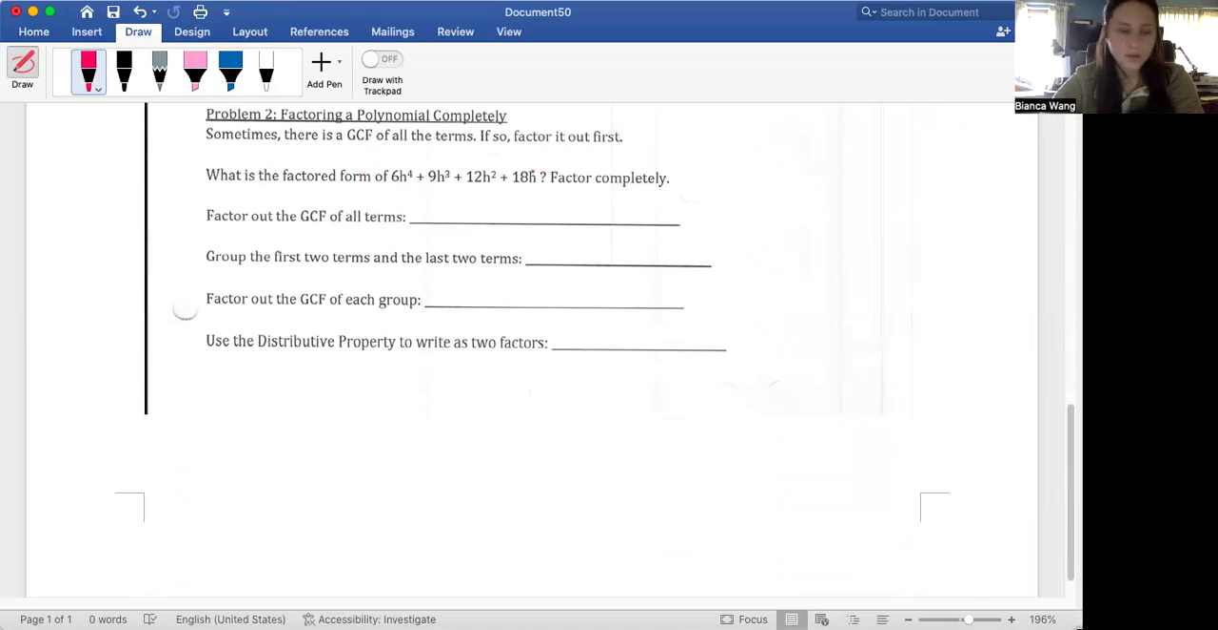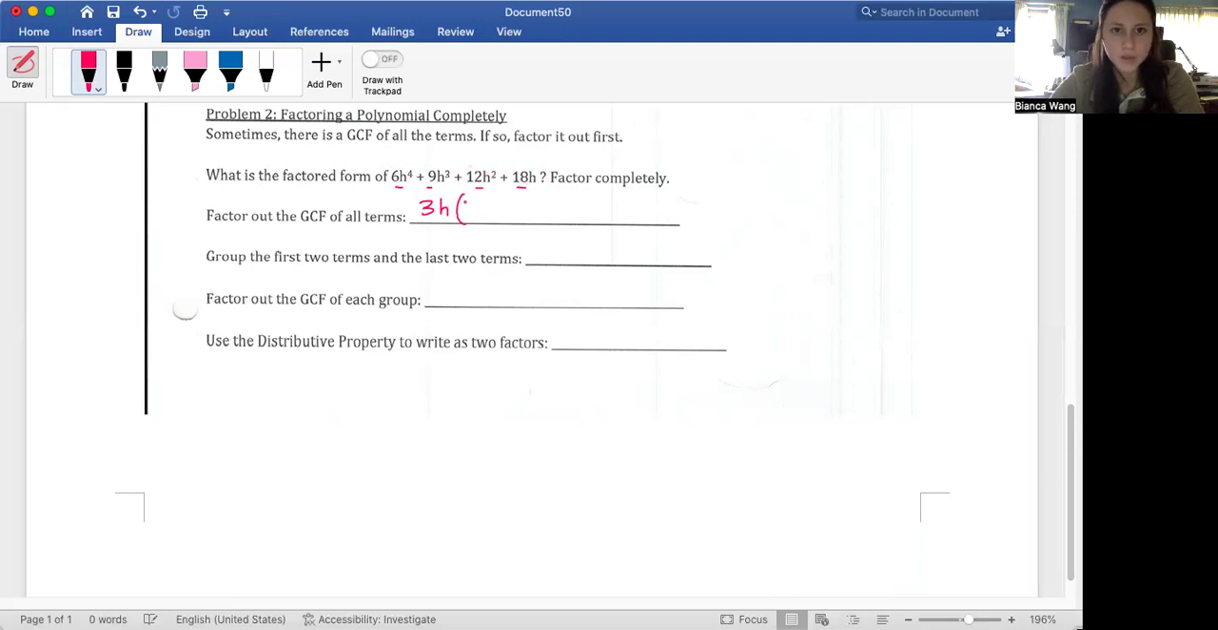We got 4 terms. And so let's see, sometimes there is a GCF of all the terms. If so, factor out first. So you're looking at this and immediately you can probably identify all of these are divisible by 3. So when you see a greatest common factor in all the terms, go ahead and take that out first. And it looks like 3h is a common factor because all of them have h in common. The minimum they all have is 1h and they're all divisible by 3.